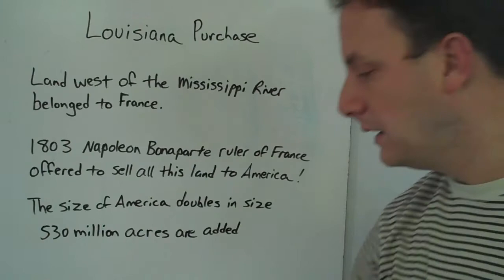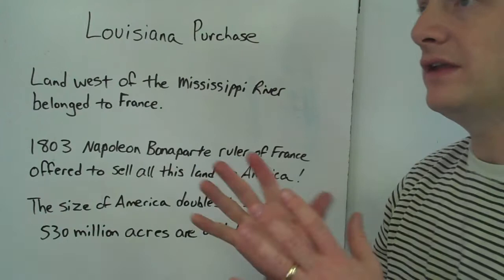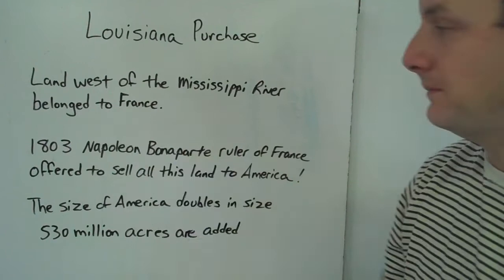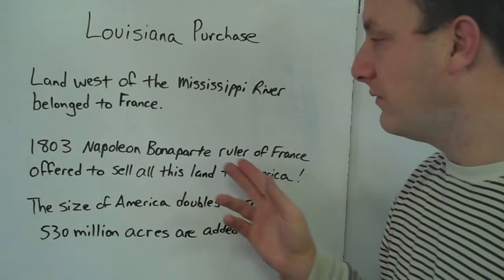During Jefferson's presidency, at the very beginning, if you look at the map of the United States during this time, the United States made up all the land east of the Mississippi River. The land west of the Mississippi River belonged to France. Now, in 1803, Thomas Jefferson sent representatives to France to meet with the ruler of France, Napoleon Bonaparte.